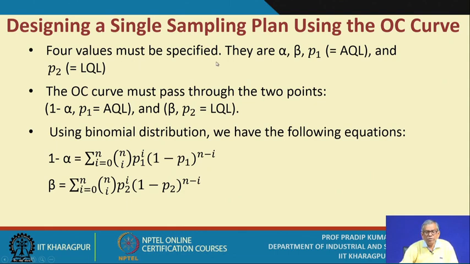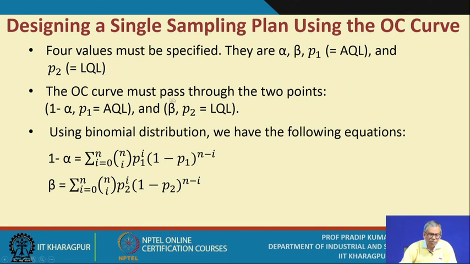Four values must be specified, as already pointed out: alpha, beta, P1 and P2. What is alpha? Alpha is the producer's risk. What is beta? Beta is the consumer's risk. P1 is considered to be a very good quality, so it may be considered as AQL, acceptable quality level. And P2 could be a bad or poor quality, and this may be referred to as LQL, limiting quality level.